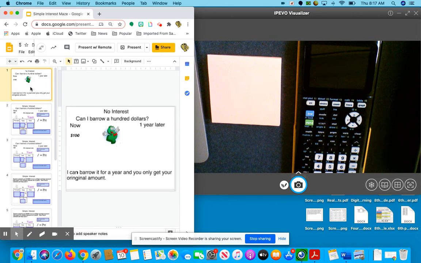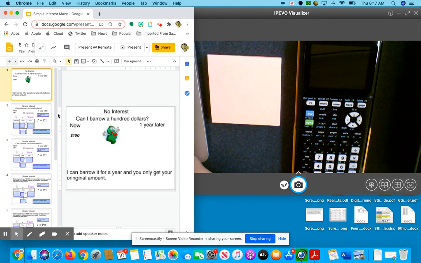The main idea of interest: on this first slide, it says no interest, and it says, "Can I borrow $100?" So I'm going to let you borrow $100, and then a year later, the only thing that you're going to have to pay me back would be only $100.